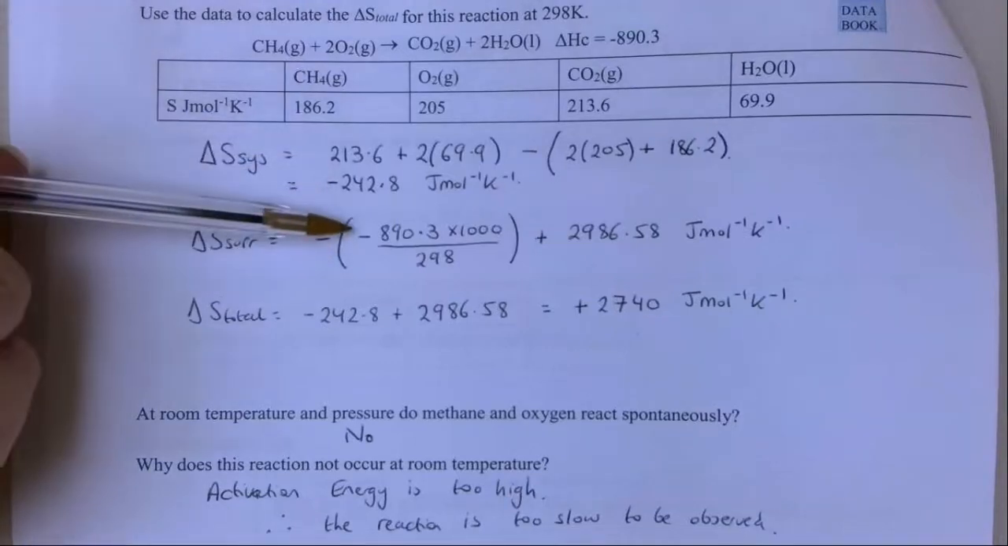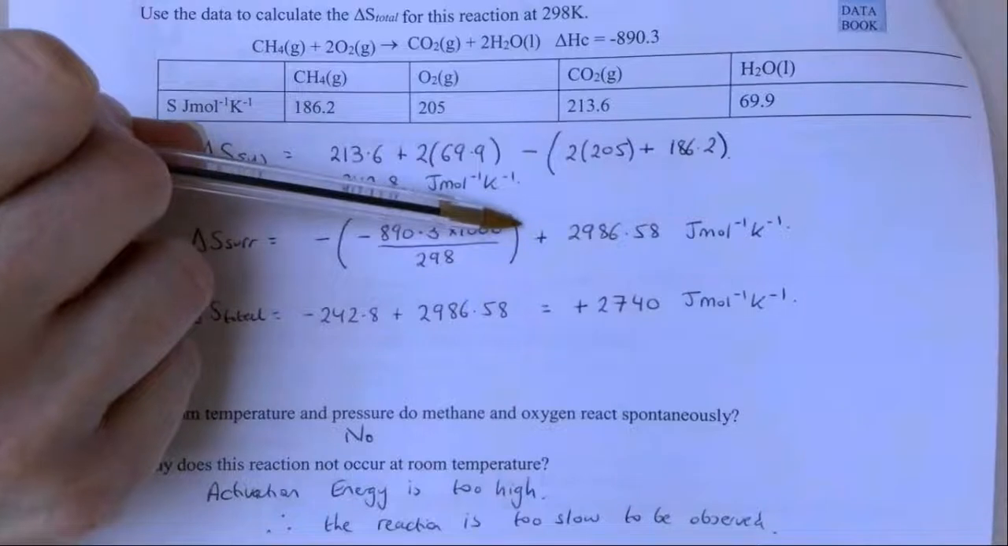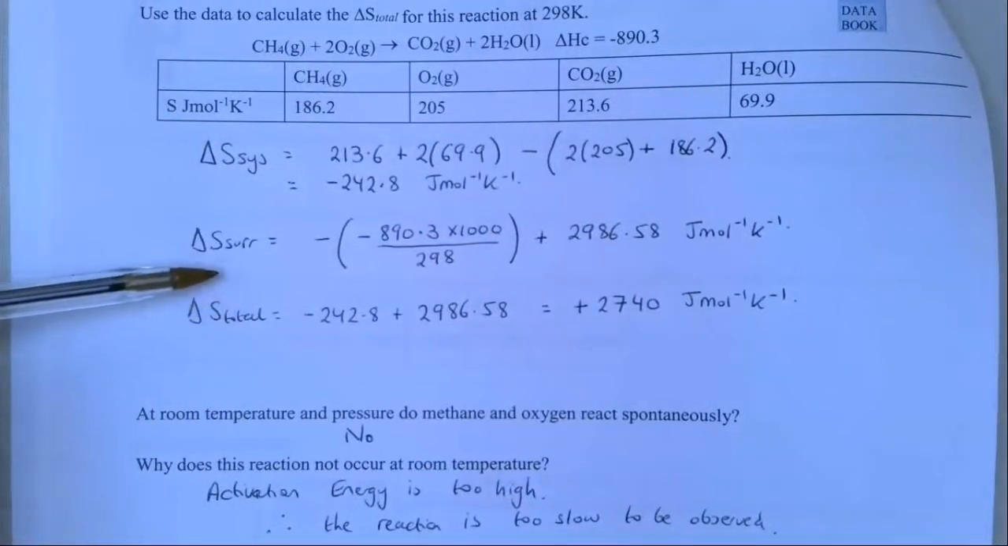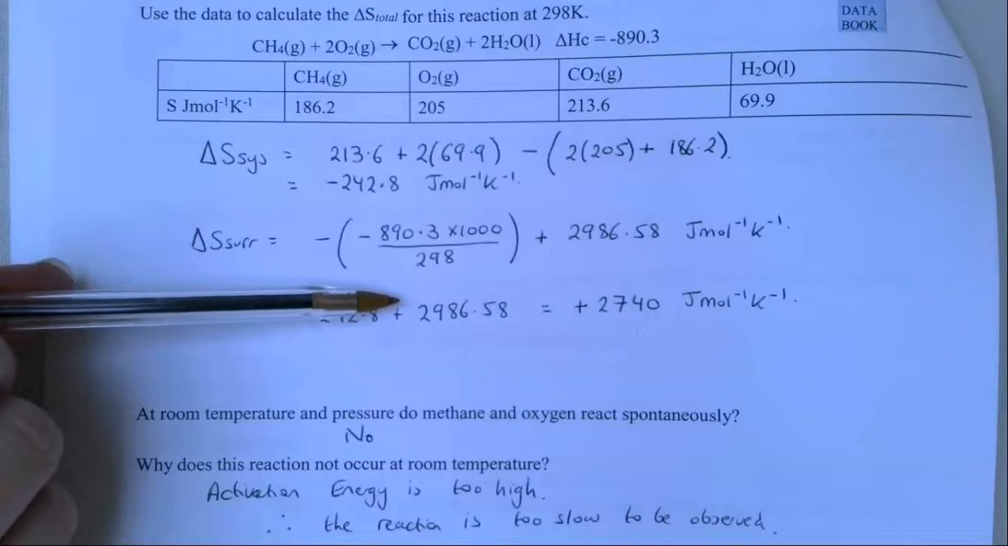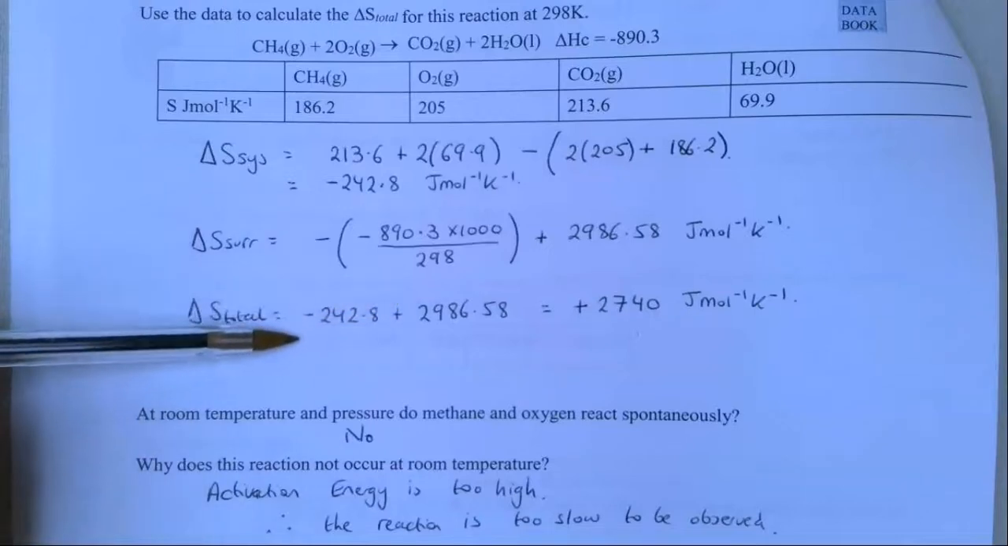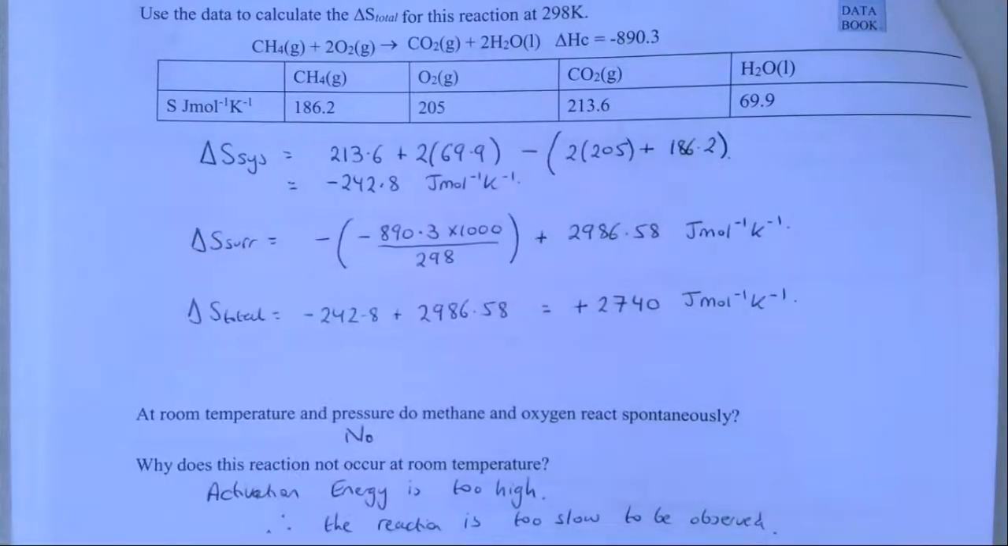But this is a very exothermic reaction, so we get a very large positive delta S surroundings. So when I add those 2 numbers together, you'll see that my very large positive surroundings dwarfs the negative system, and we come out with a very large positive number.